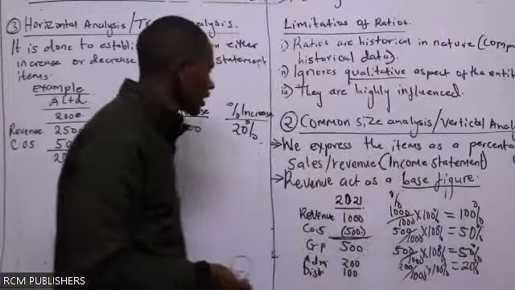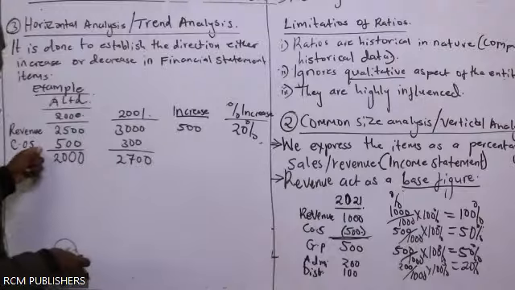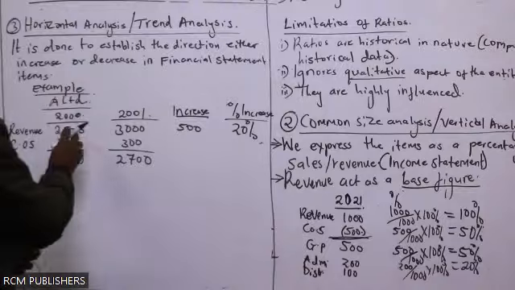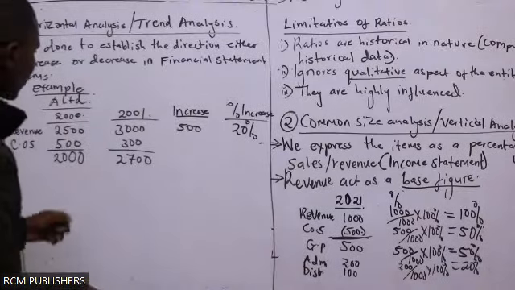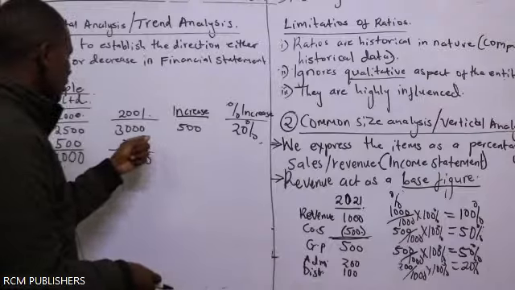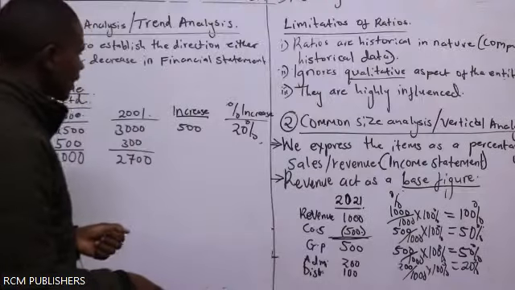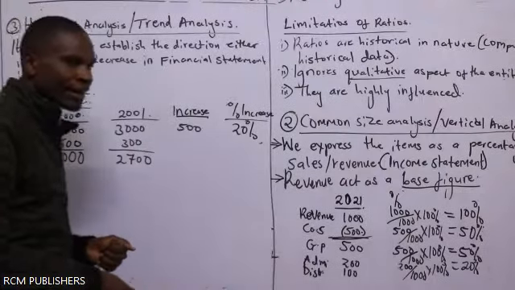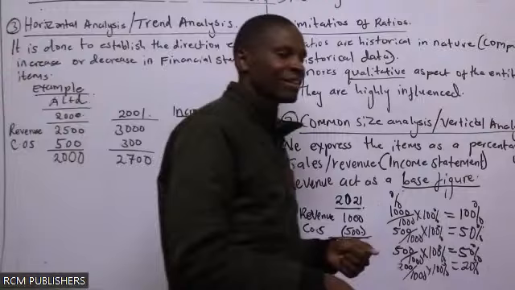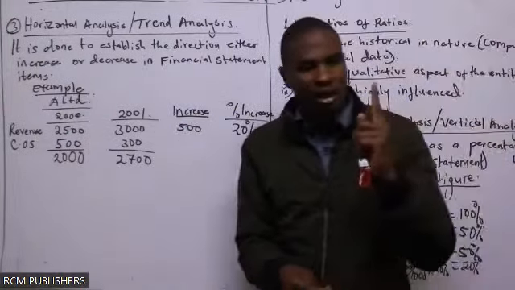Hi, let's go to the next one. Cost of sale. What happened to the cost of sale? This is the cost of sale that we had at the start, 500. And then in the year 2001, we had 3,000. Did it increase or decrease? Was there an increase or a decrease? This is very interesting. A decrease. A decrease of how much?